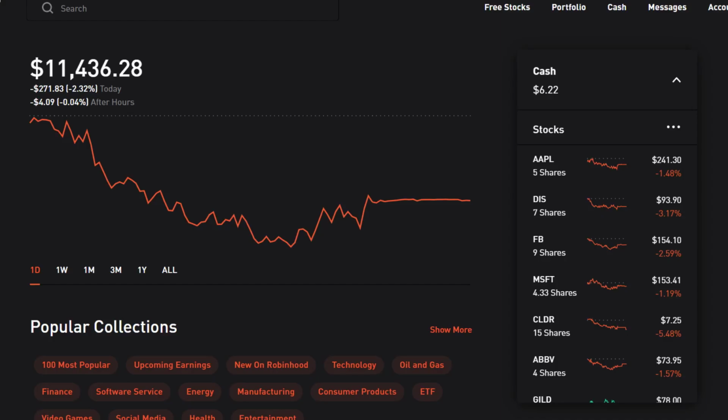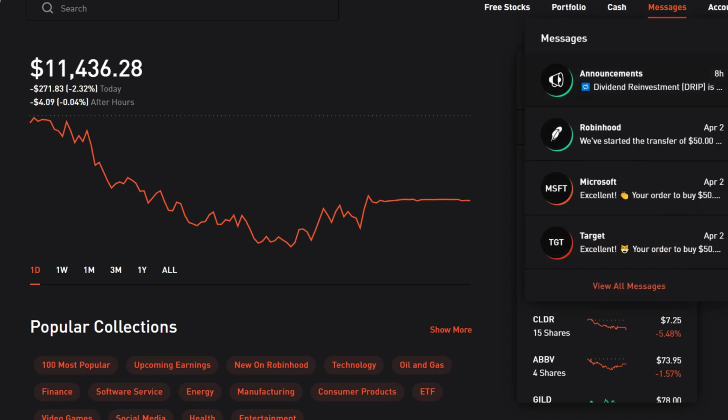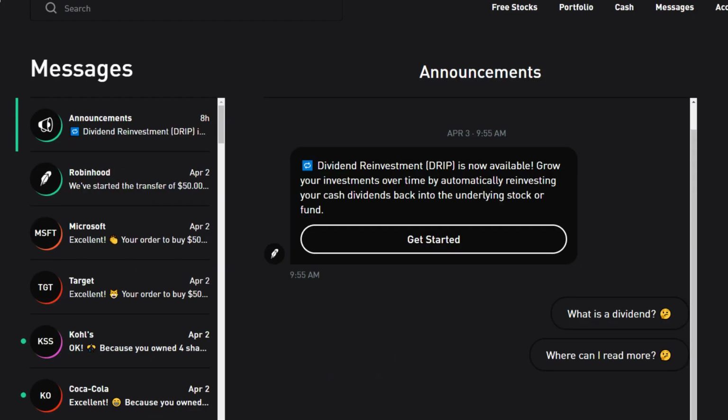Well, you wake up this morning after a great day yesterday with these partial shares, and you look at your messages and you see, oh, announcement. Dividend reinvestment program is now available. DRIP is now available. Are you kidding me? Isn't that lovely? We knew it was coming when we got these partial shares. We knew it was coming.